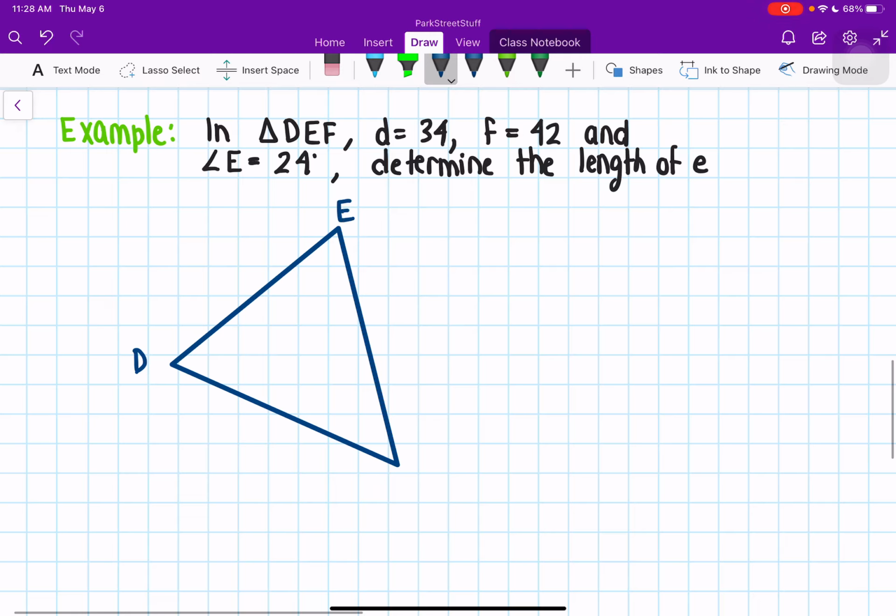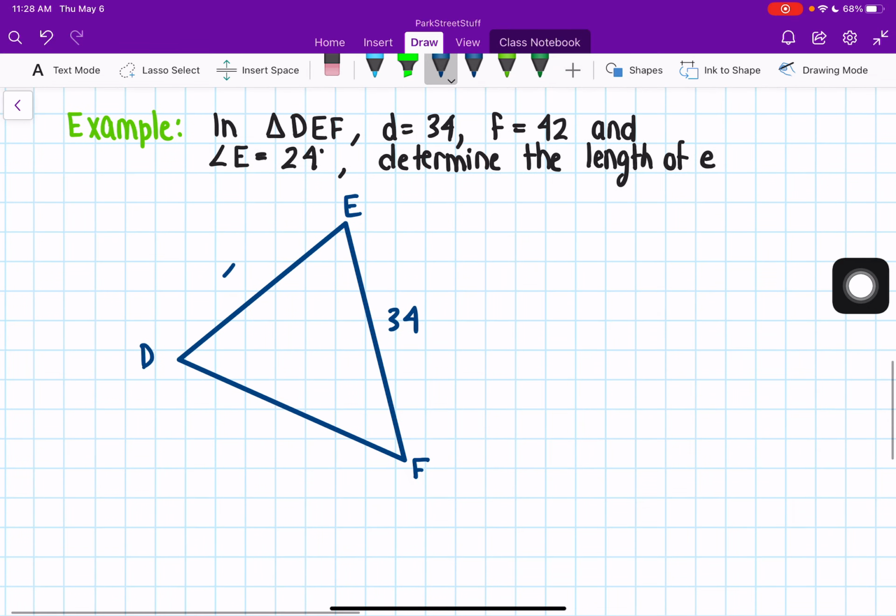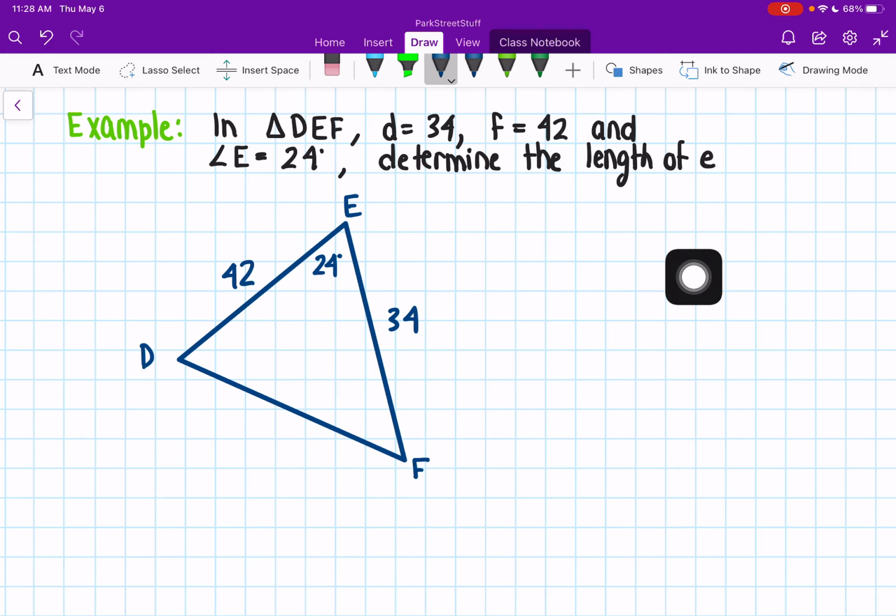So they use DEF. So I'm going that way with my DEF. Now is where it matters, because now your side D of 34 has to be opposite wherever you put your angle D. Okay, so because I put angle D here, I have to put 34 over there. Okay, and then side F has to be opposite angle F, so that is where my 42 has to go. And they've told me that angle E is 24, so 24 degrees, and they want length E, which is going to be over here.